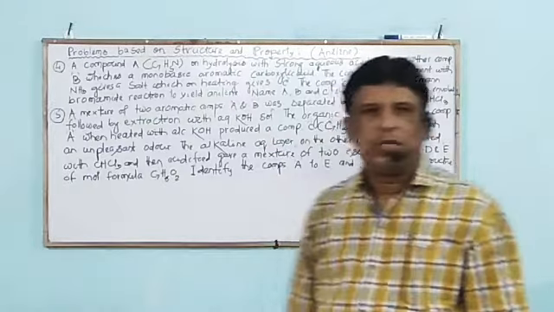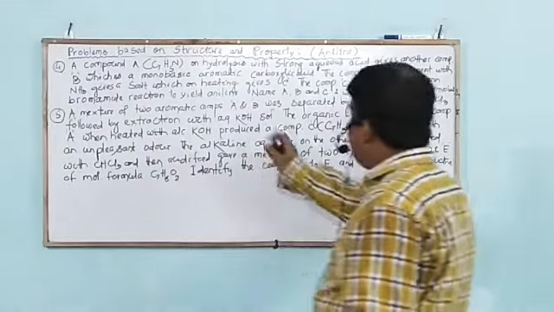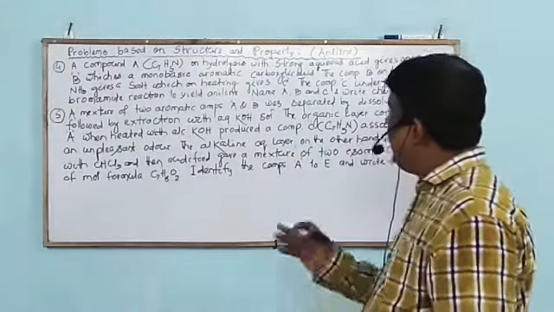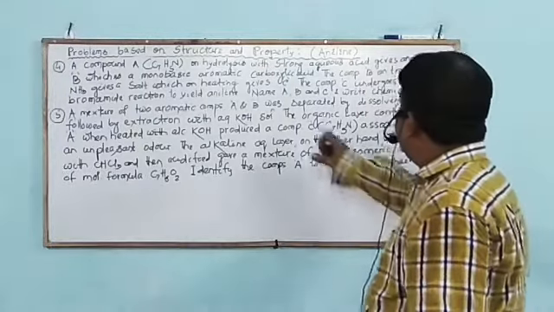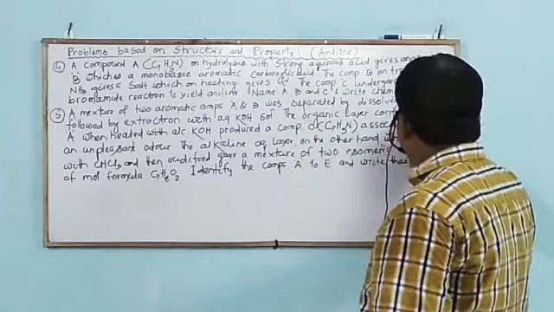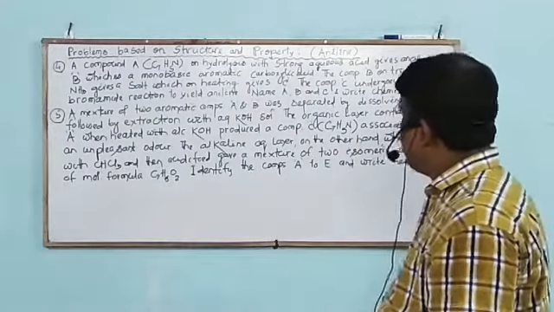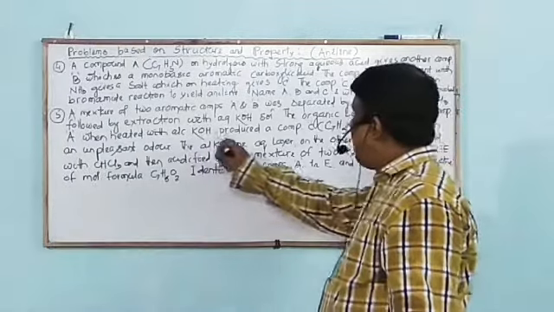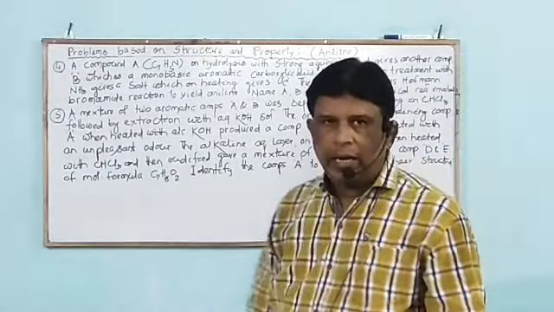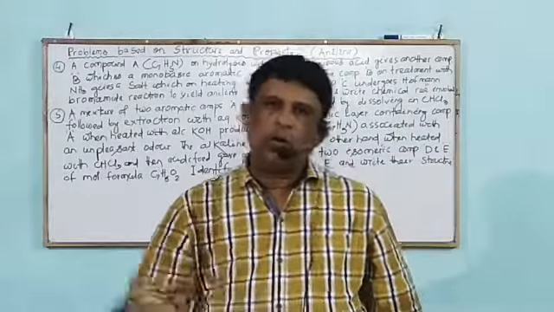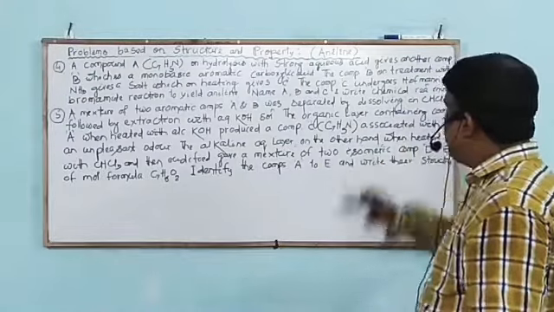Mark the next question. What is the next question? A mixture of two aromatic compounds A and B was separated by dissolving in chloroform, followed by reaction with alkali. Both aromatic compounds A and B dissolve in chloroform and alkali. What happened? Two layers are there.